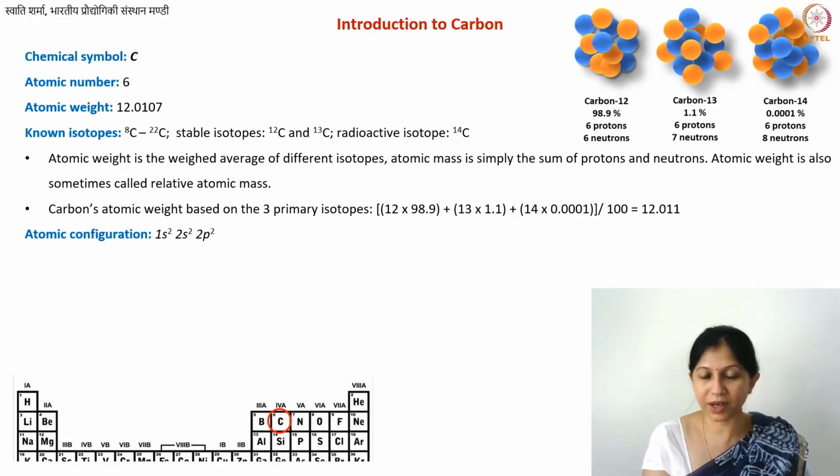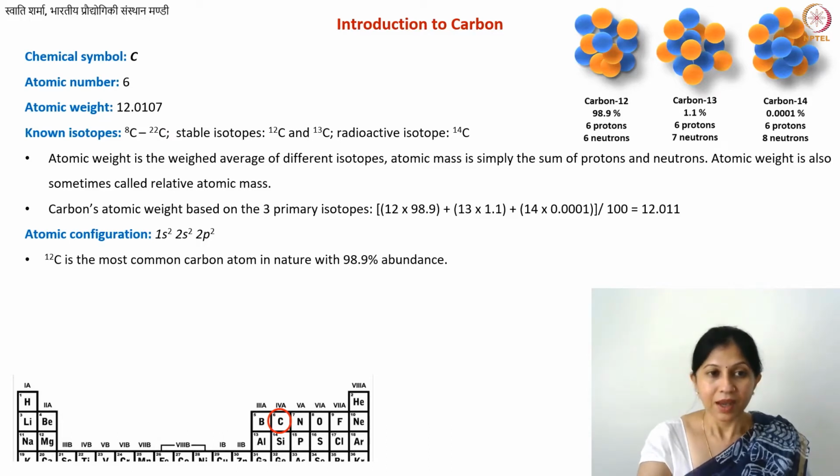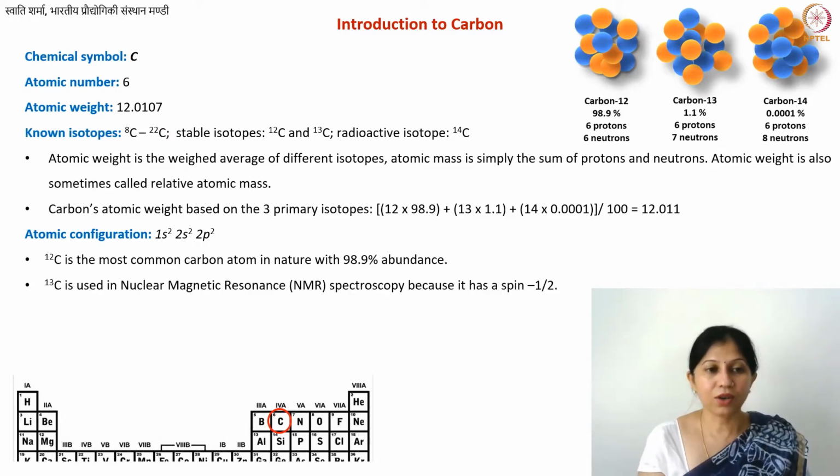Now the atomic configuration of carbon, that is very easy. You probably know it is 1s2, 2s2, 2p2. This we are talking about the ground state carbon. Of course, when it hybridizes, then things change. Okay. Fine.